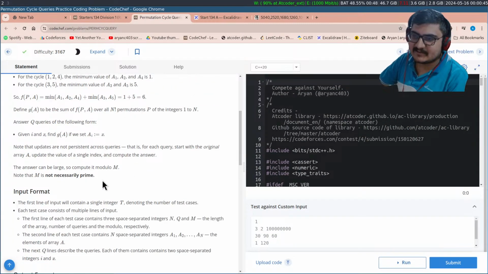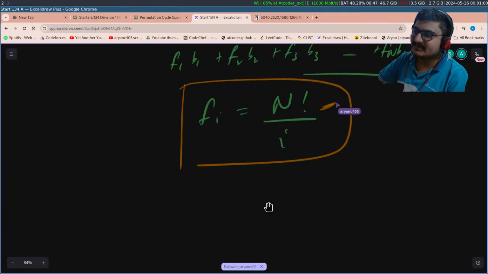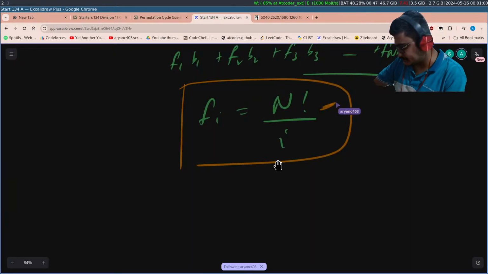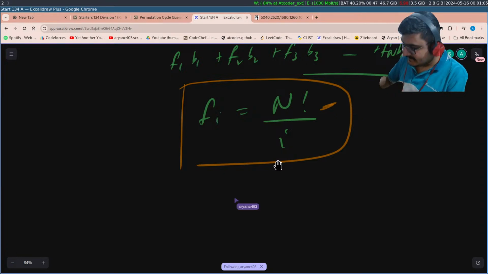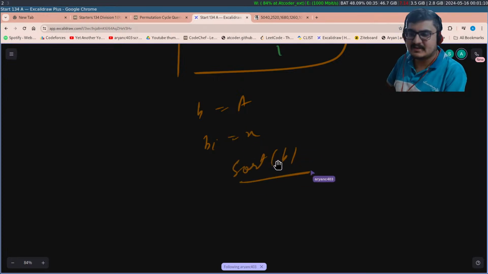And one nitty gritty here was that we have to calculate it for M. M is different for each value, and it's not necessary that M is a prime. But let's deal with it later. Let's say we have some way to find this value for the given mod M, whatever composite or prime one is given to us. So the brute force way is we can take B equal to A, set BI equal to X, sort all the elements of B, and we can get whatever we want. That is one way to do it.